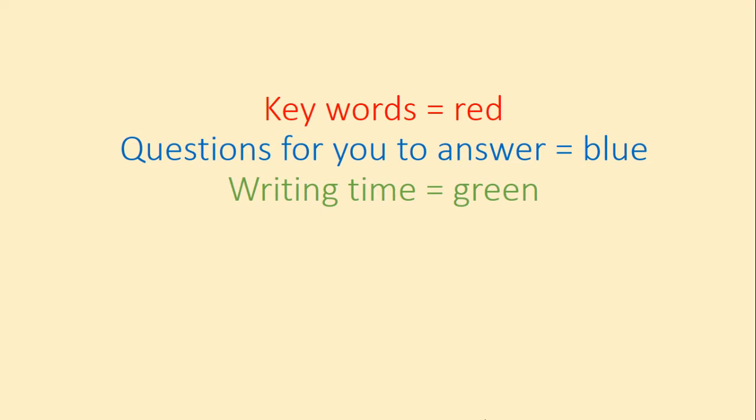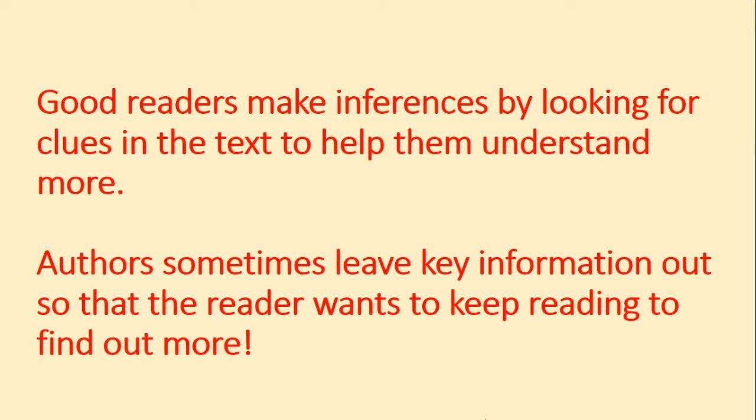Remember, keywords are in red, questions for you to answer are in blue, and writing time is in green. Let's have a look at why good readers make inferences. Good readers make inferences by looking for clues in the text to help them understand more. Authors sometimes leave key information out so that the reader wants to keep reading to find out more. This is the last lesson we will spend looking at making inferences.